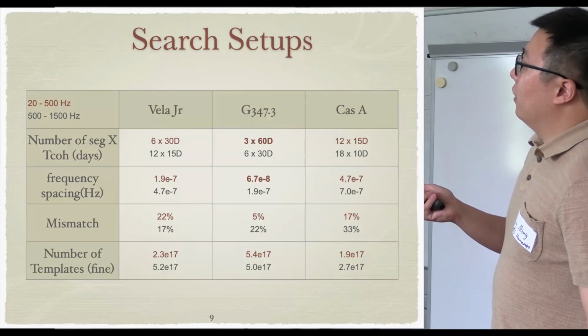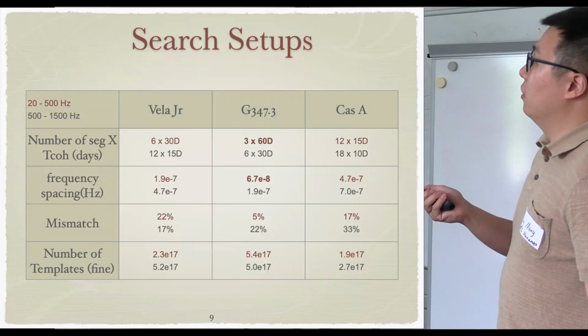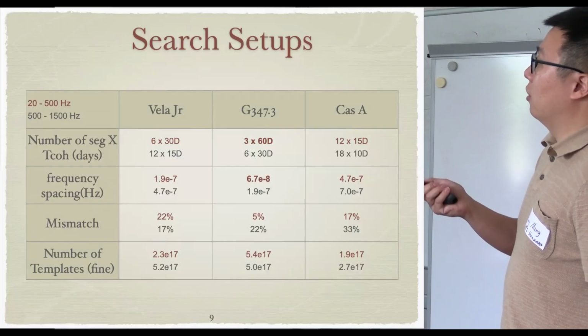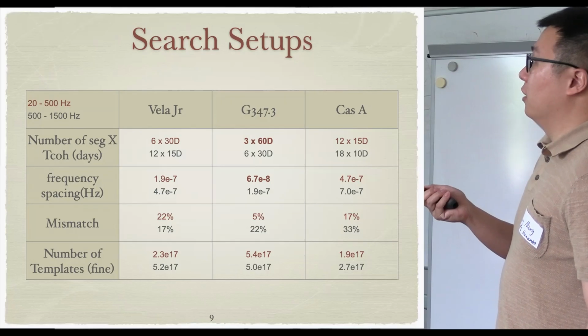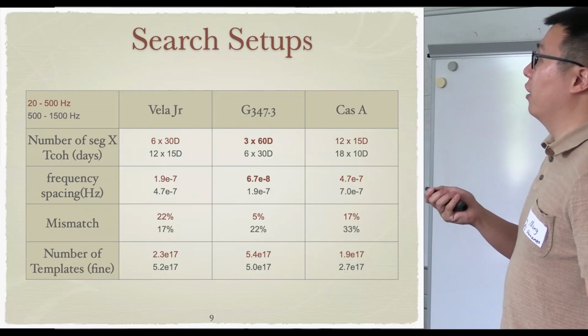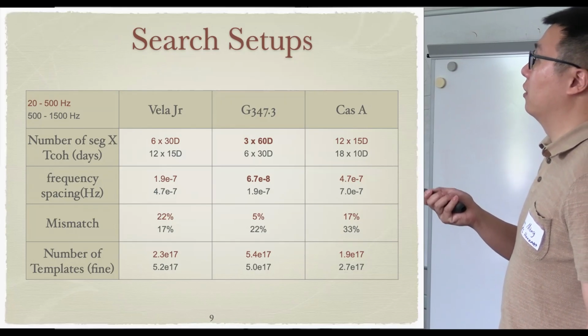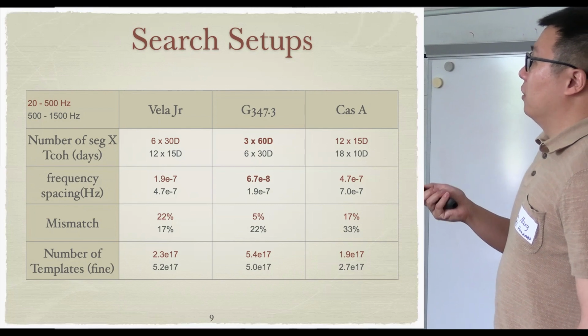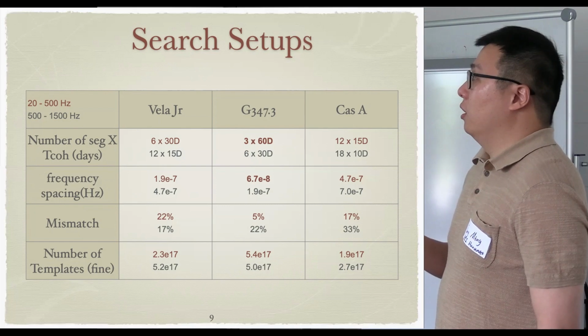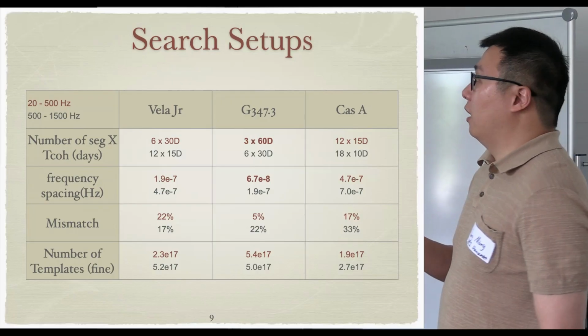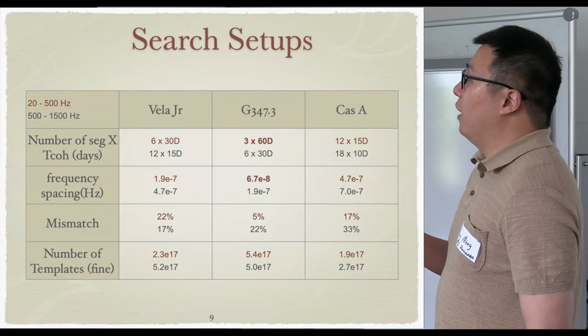Here is the coherent duration. In our case, for the G347 source, we use a 60-day T-coh. That's the longest T-coh we have ever used for this source. Also, if you use a longer T-coh, then the spacing you need in the frequency and the spin-downs is also finer.